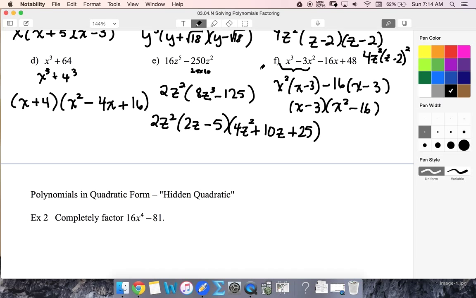And now I look and ask myself, can I keep factoring? x squared minus 16 is a difference of squares. So this is x minus 3, x plus 4, x minus 4. And now I keep looking, and nothing else can be factored. So that's factoring.